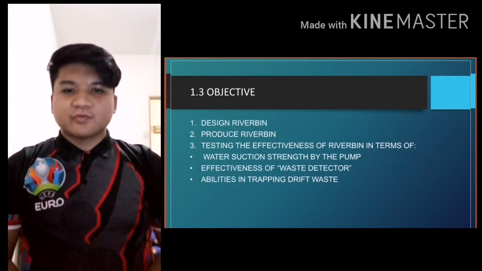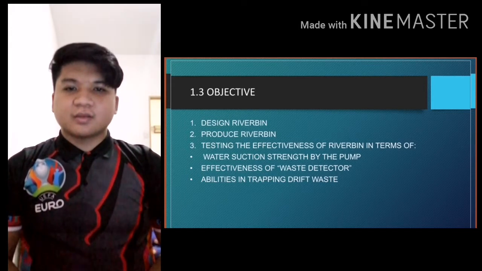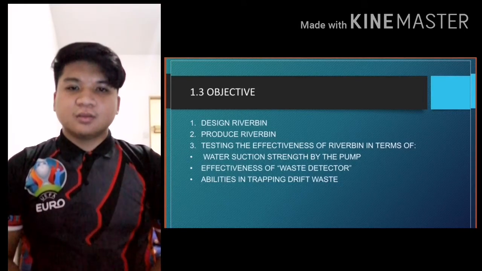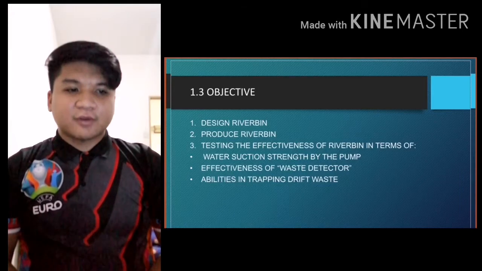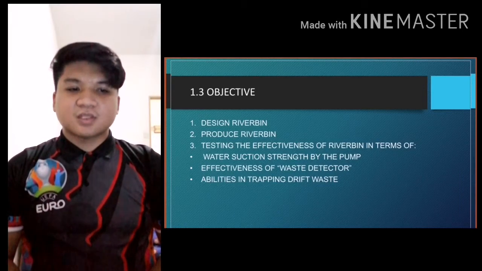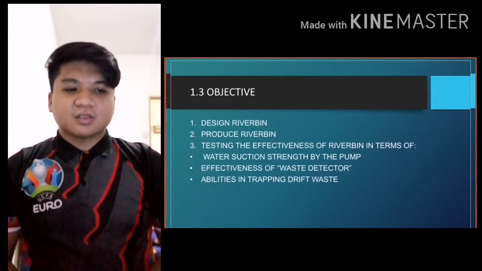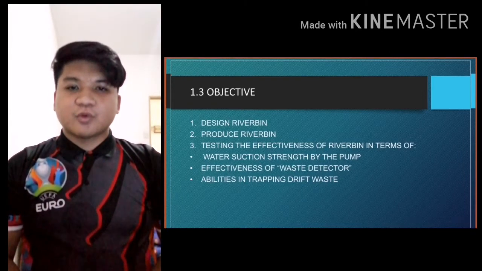Next is our objective. Our first objective is to design Riverbin. The second is to produce a Riverbin, and the last is to test the effectiveness of Riverbin in terms of water suction strength by the pump, effectiveness of the waste detector, and the ability to trap drift waste.